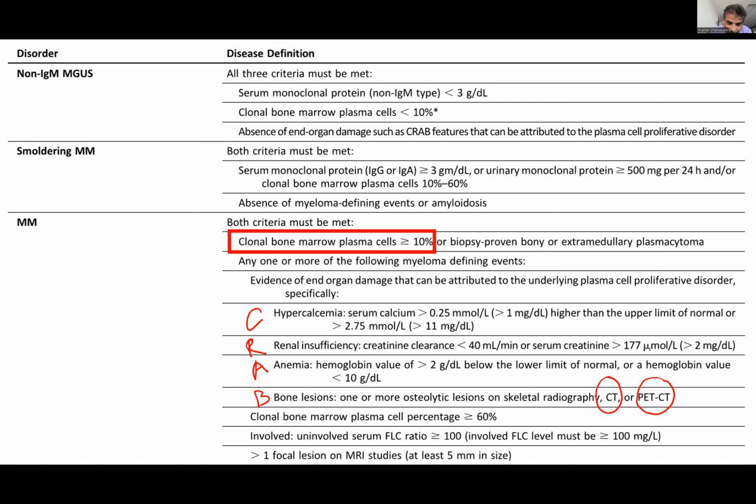Now, what does that mean? That means that if the FLC ratio is more than 100, or the clonal plasma cells are more than 60%, or if there is more than one focal lesion on MRI, which is at least 5 millimeters in size, then you do not need 10% clonal bone marrow plasma cells. Okay? You can straight away say that this is myeloma, you need to treat it. You do not even need CRAB. All these 4 can be normal, but if this is abnormal, we call it SLiM, then it is a case of myeloma. Okay?